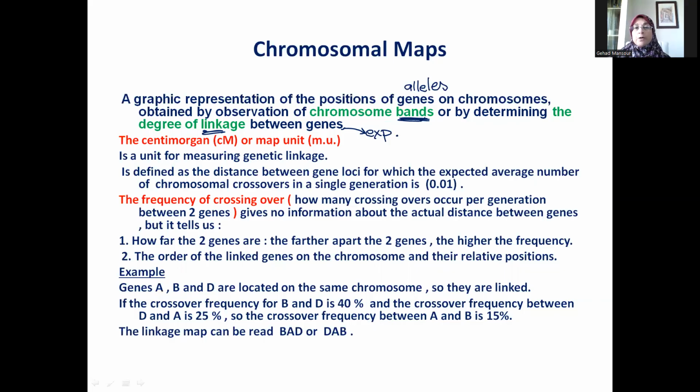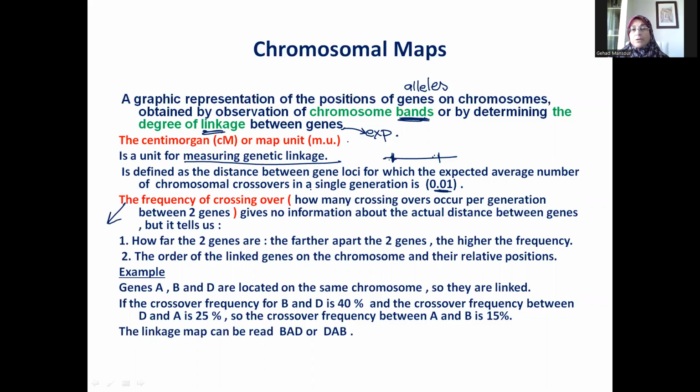And then we talked about the centimorgan or the map unit, and we said that the centimorgan or the map unit is a unit for measuring genetic linkage, and it is defined as the distance between two loci. So when you say gene, you can say gene loci or simply between two alleles in which the expected average number of chromosomal crossing over is 1%. This is the definition of the map unit.